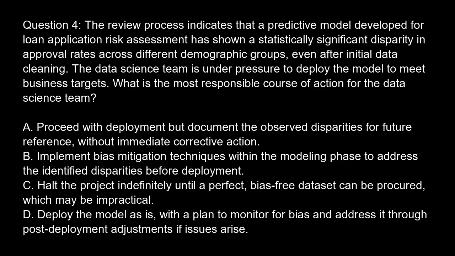Option A. Proceed with deployment but document the observed disparities for future reference, without immediate corrective action. Option B. Implement bias mitigation techniques within the modeling phase to address the identified disparities before deployment. Option C. Halt the project indefinitely until a perfect, bias-free dataset can be procured, which may be impractical. Option D. Deploy the model as is, with a plan to monitor for bias, and address it through post-deployment adjustments if issues arise.